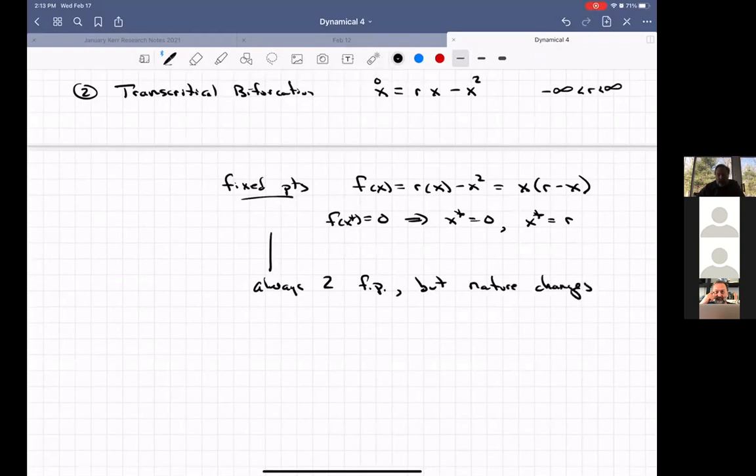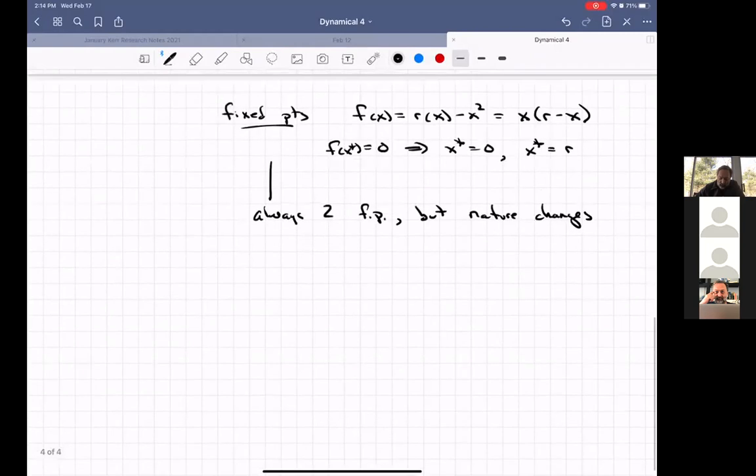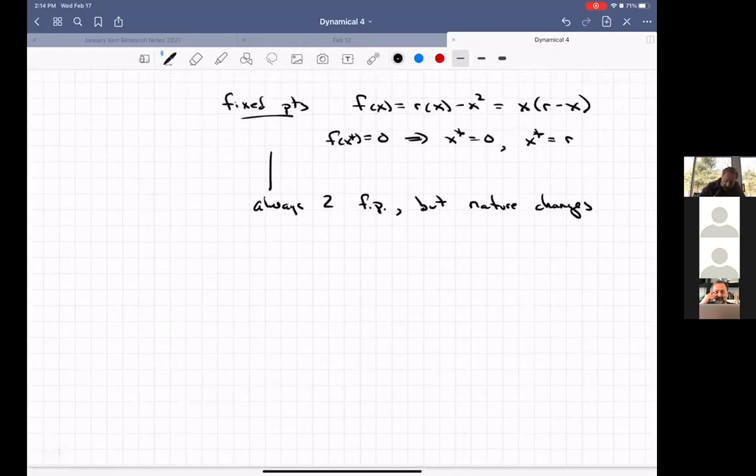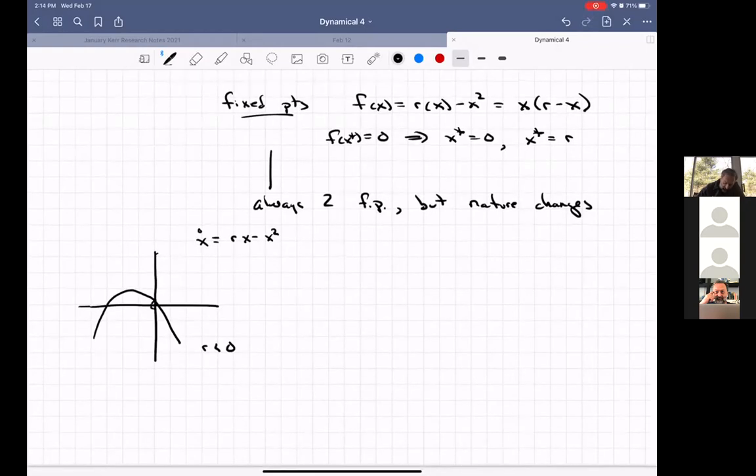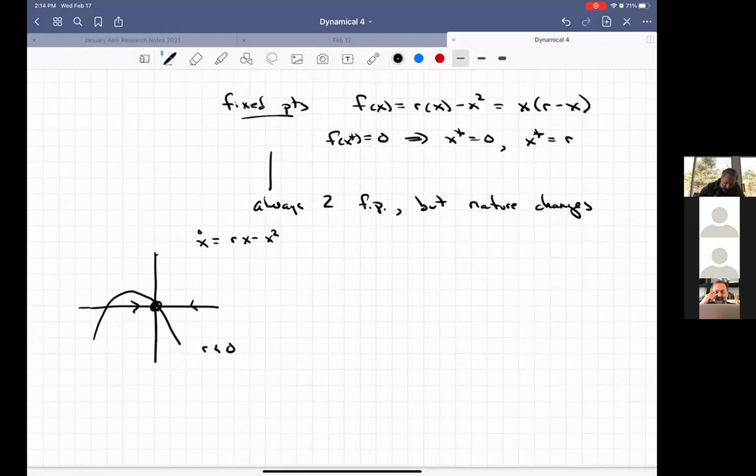So I always have 2 fixed points, but the nature of those fixed points can change. So for instance, when r is negative, then x dot is rx minus x squared, looks like this. And I have a stable fixed point at the origin and an unstable fixed point here at r, right? So r is negative here. And so at some negative value of r, I have an unstable fixed point.